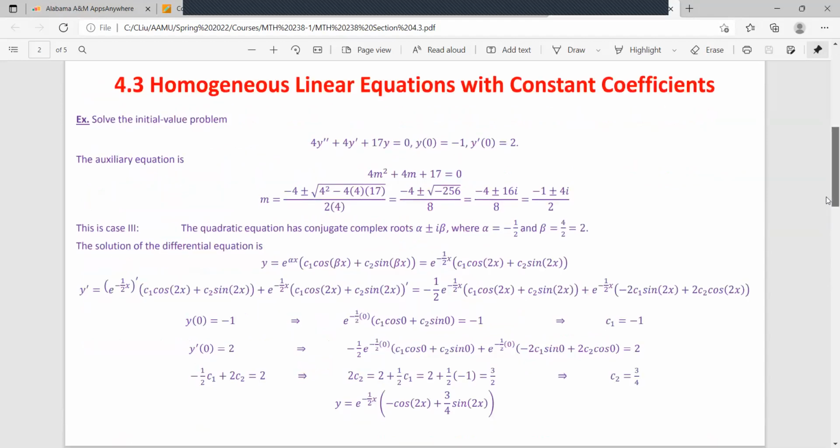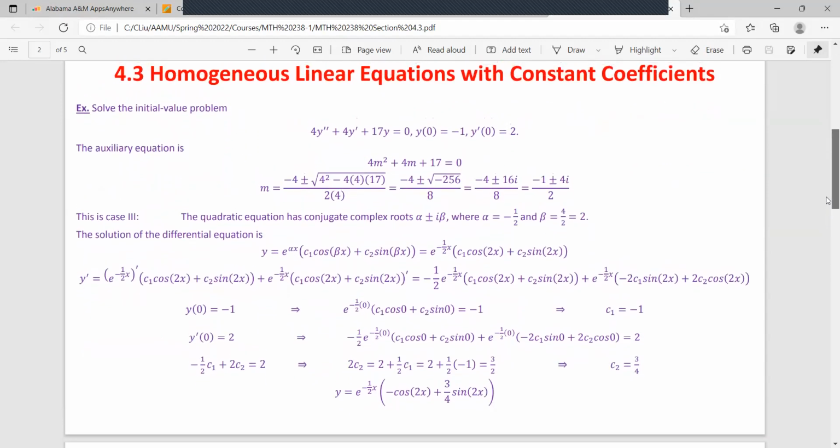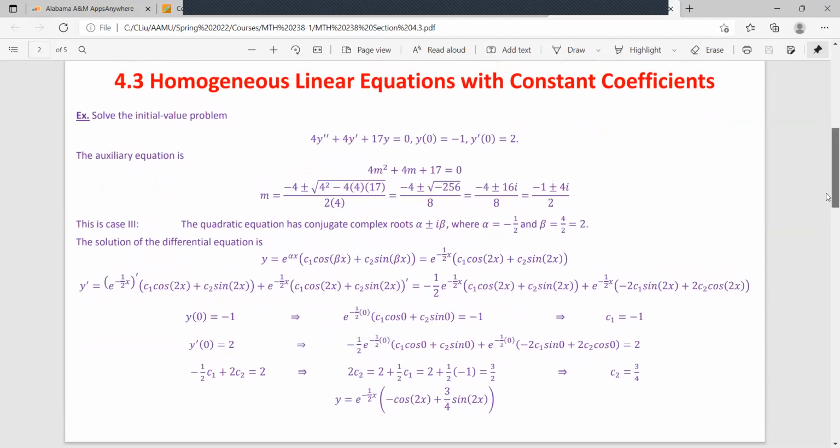Okay. So that's the bottom line on this page, on the previous page. So then just plug in negative half for alpha and 2 for beta, we got y equals e to the negative half x times c1 cosine 2x plus c2 sine 2x. So that actually gives the solution of the differential equation. So we already solved the differential equation completely. But the problem is to solve the initial value problem. So we need to plug in the initial condition and find the c1, c2.